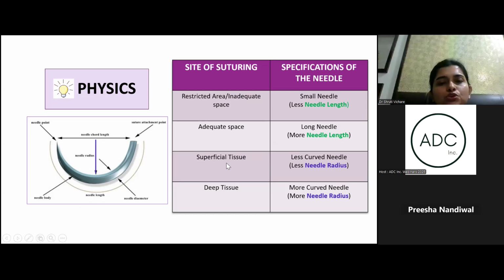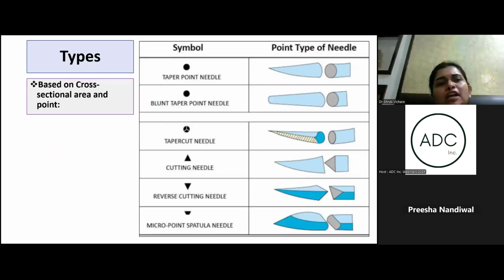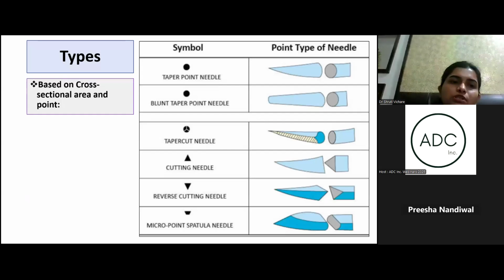For superficial tissues, for superficial suturing, where you don't require suturing in the depths, there you can make use of a less curved needle, which has less needle radius. Okay, so we'll use the technical term also. So deep tissue suturing will require a more curved needle. What does that mean? A needle with more radius can be used. Is this thing clear?